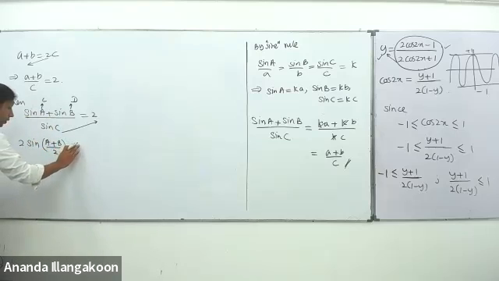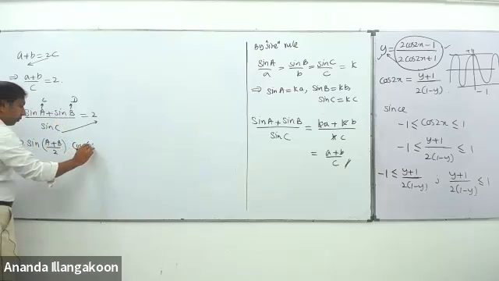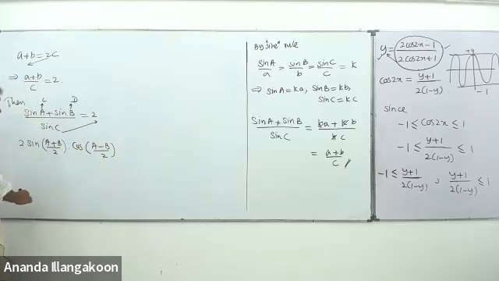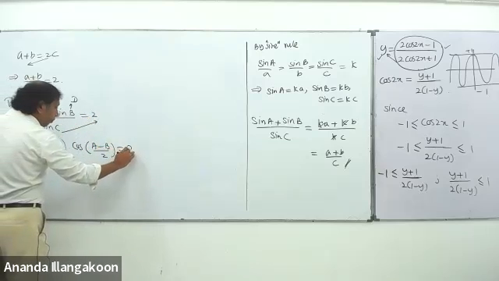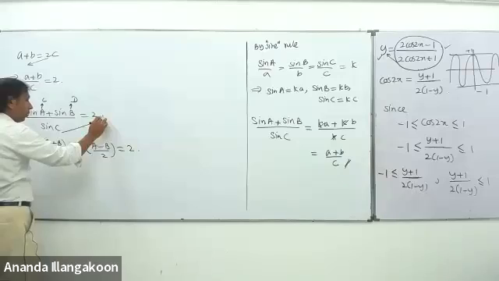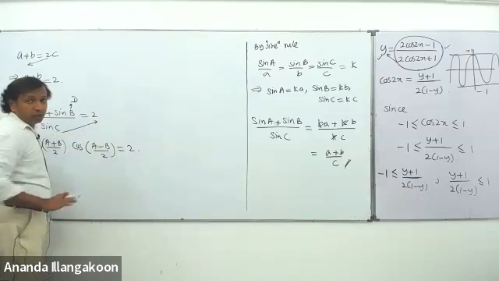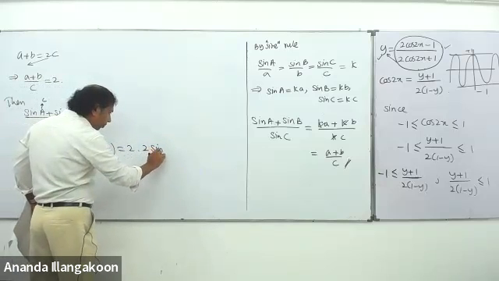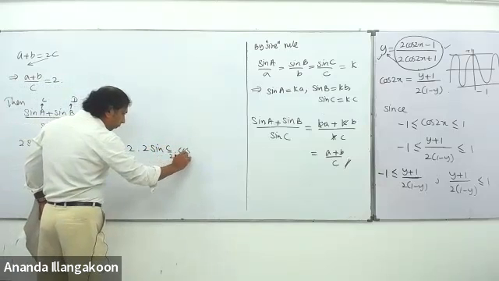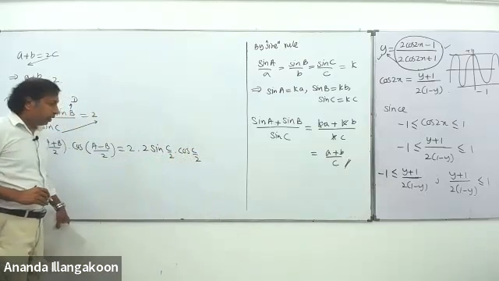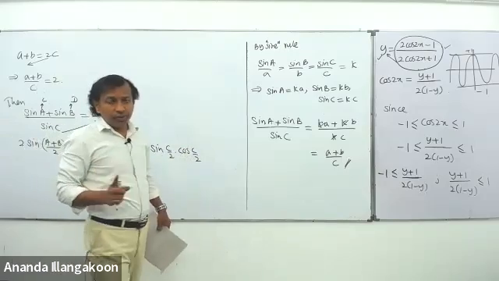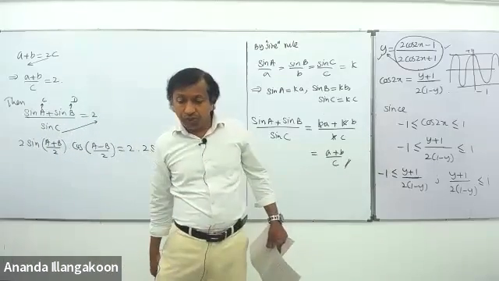And next one, cos A minus B by 2. And here we have 2 times this sine C coming in. But that sine C, you can write how, people? 2 sine C by 2 into cos C by 2, no? That sine C you can write as half angles: 2 sine C by 2 into cos C by 2.